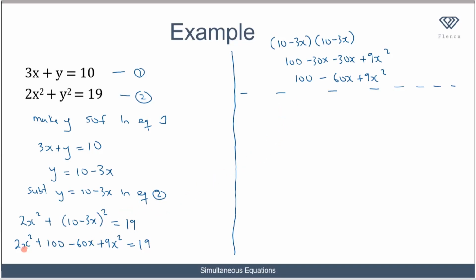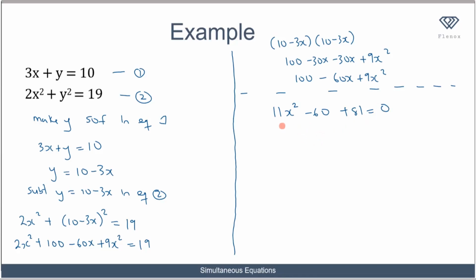So now you collect your like terms. You have 2x squared plus 9x squared, which gives you 11x squared. Then you have minus 60x. Then you have 100, and when you bring the 19 to this side, 100 minus 19 gives plus 81, is equal to 0.